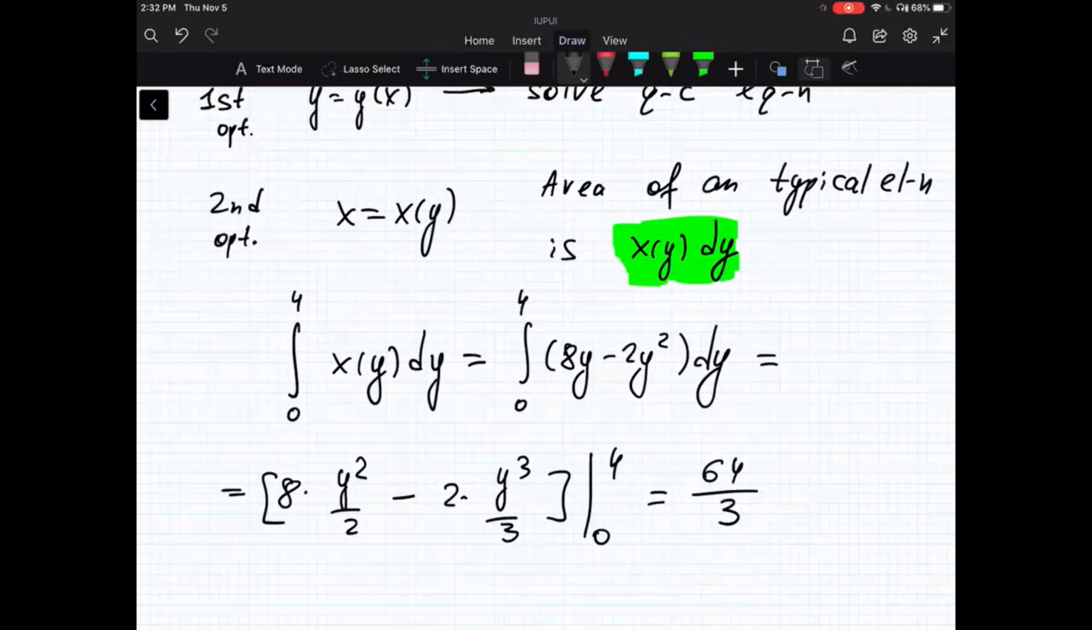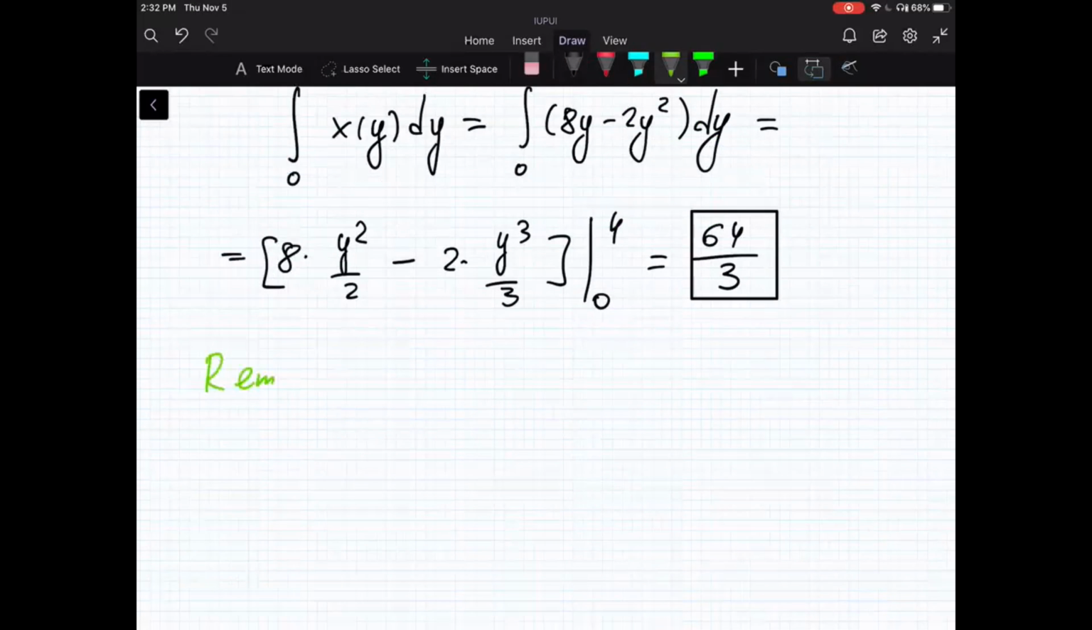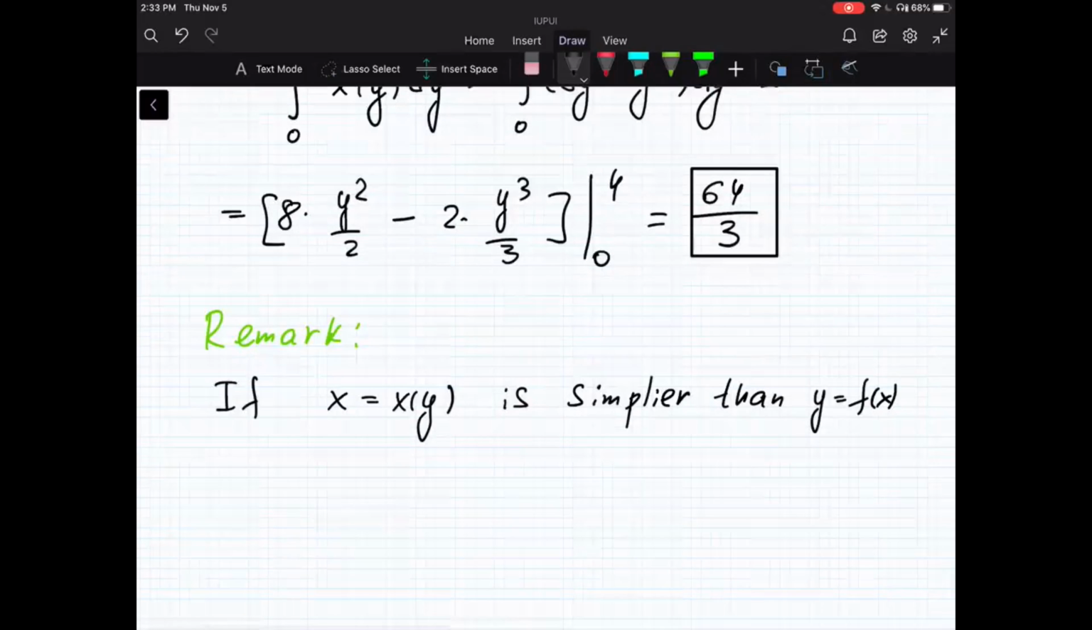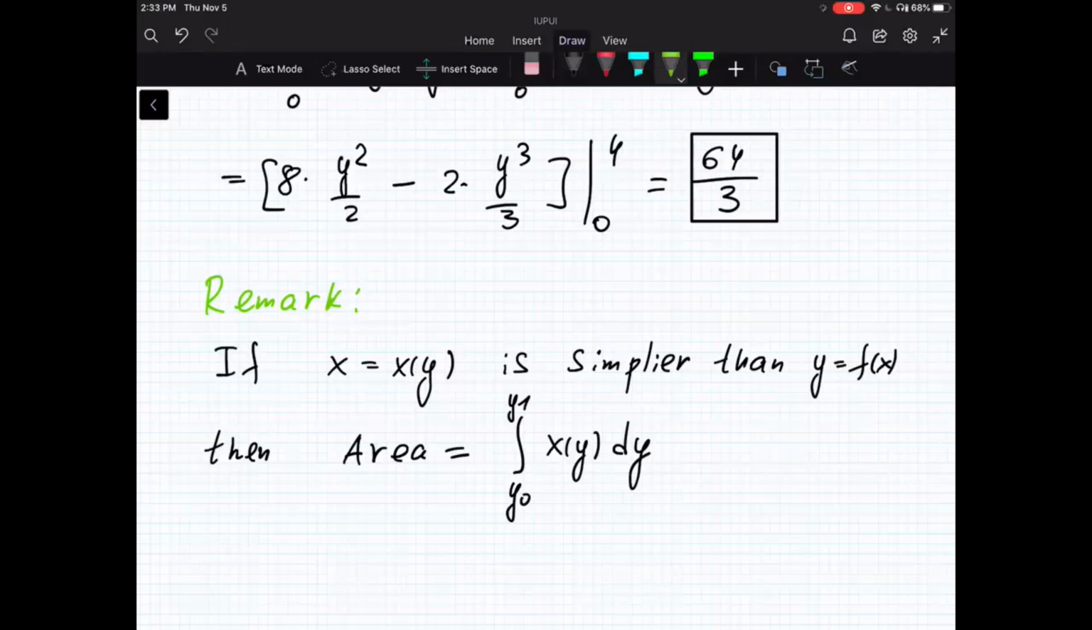And this is the final answer. So this is a remark. If x as a function of y is simpler than y as a function of x, then we can calculate area using this formula. It's the integral from y naught to y1 of x of y dy. So it's another formula for the area.